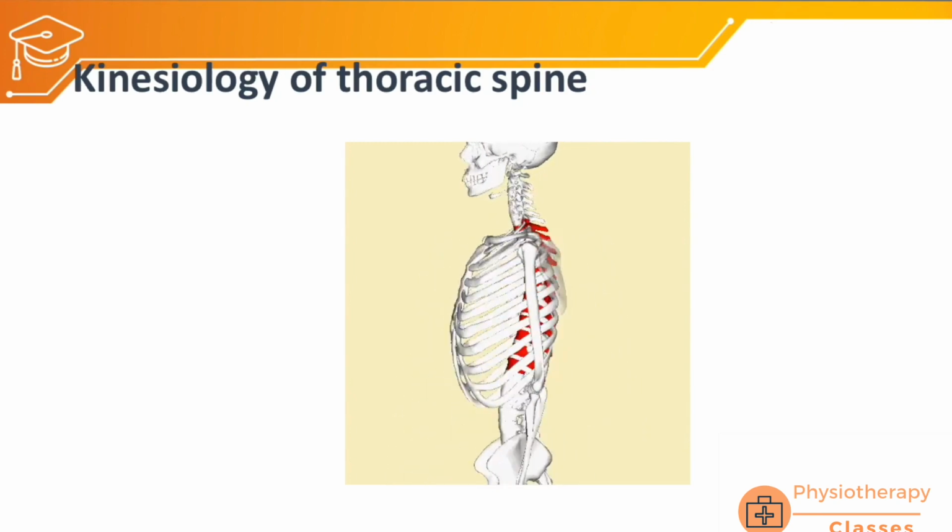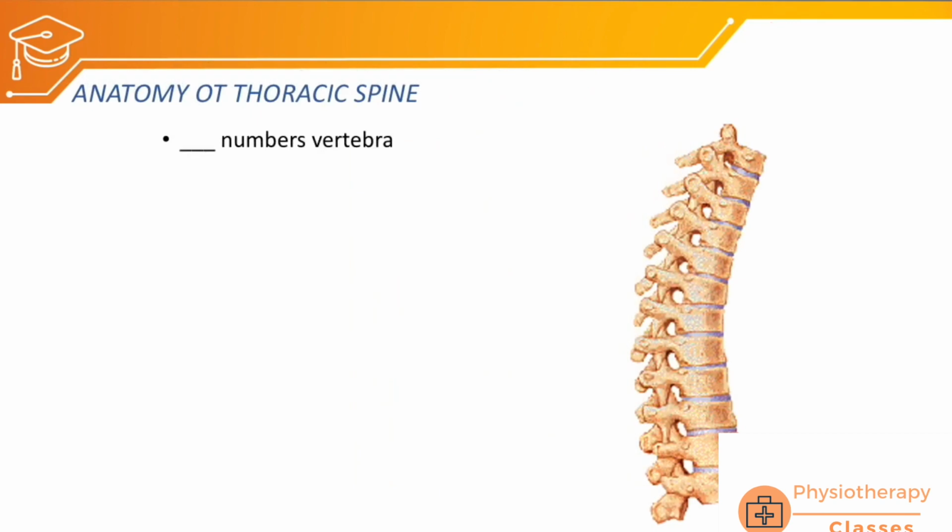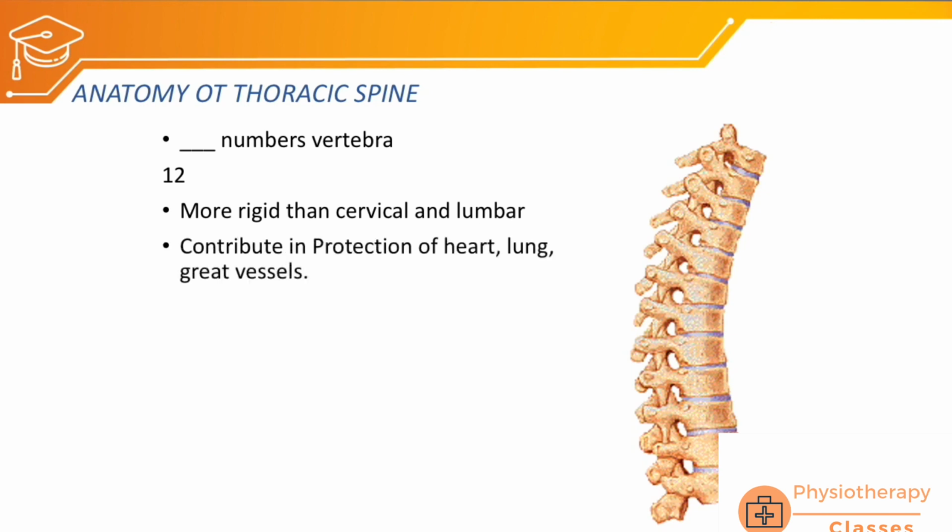First, let's discuss the basic anatomy briefly. How many vertebrae does it have? The thoracic spine has 12 vertebrae, T1 to T12. It is more rigid compared to the cervical and lumbar vertebrae. It has less mobility because of the connection of ribs to this vertebral spine. It contributes to the protection of the heart, lungs, and great vessels.